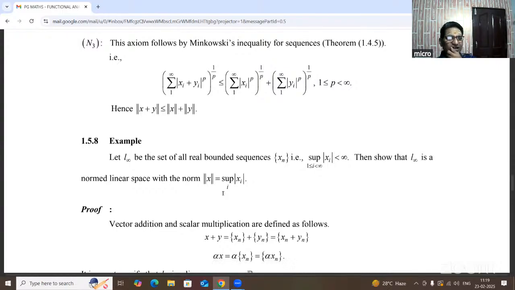Now these are all well established examples on the norm definition.